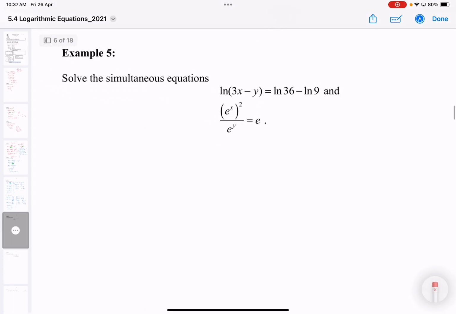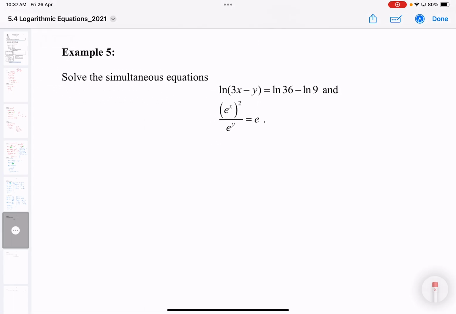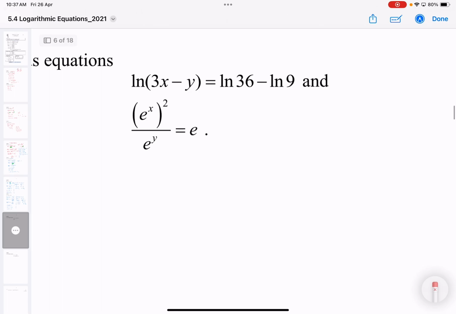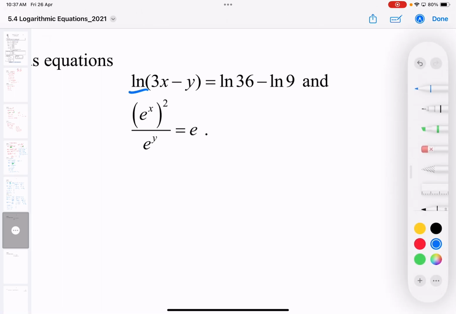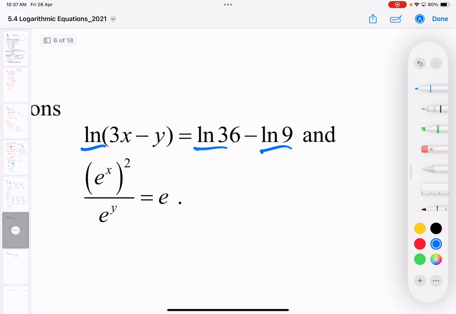Okay? Come, example number 5. Let's look at this. Simultaneous equation. This one will also come out. There's one simultaneous equation on logarithm and exponential. Okay, so let's work on this together. I have everything here as the same base. Do you realize this is all ln? Anyone can remember what ln means? Base what? Yes, it's the natural log. So ln is actually log base e.